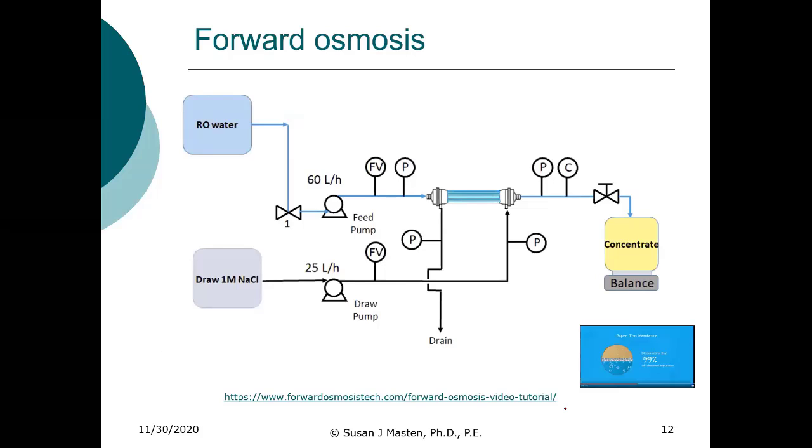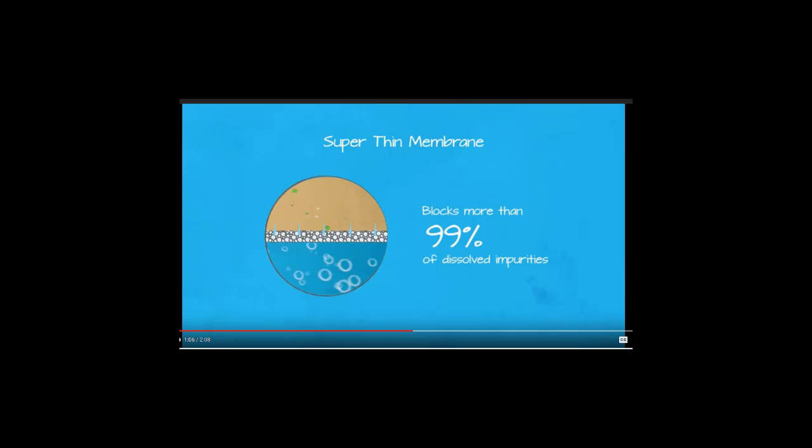This is an attempt to get around the pressure requirements on a membrane, on a regular reverse osmosis membrane. So instead of applying pressure, what they're doing is they're using a concentration gradient. So they're using a high concentration, in this case shown here, of sodium chloride. And that concentration is what's driving the process. Percent of dissolved impurities, but is super thin so H2O can easily pass through.